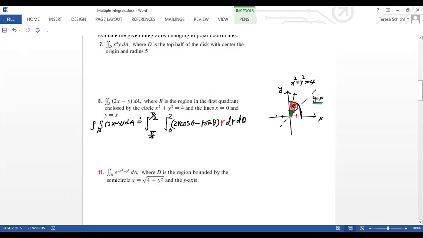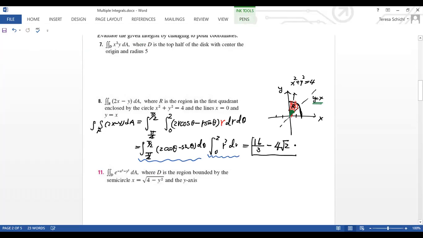Okay, so now we can factor the r out. We can say here, this is pi over 4 to pi over 2, you get the cosine theta minus sine theta d theta, and this is 0 to 2, you factor r squared dr, right? Because the r and the theta boundaries are constants, you'll be able to factor that out. This part is just a simple integration, and this part is also just a simple trig integration. And so the answer here will be like 16 over 3 minus 4 square root of 2. Okay, so now you see we changed the integration to a quite simple one here.